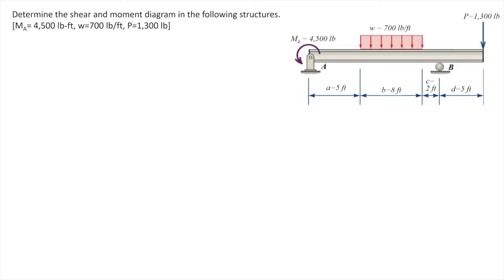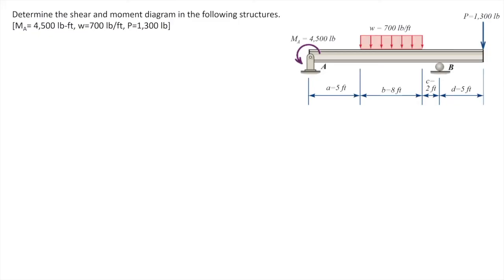The beam is subjected to a concentrated moment of 4,500 pound-feet at A and a distributed load of 700 pound/feet, and also a concentrated force of 1,300 pound is acting at the very right end of this beam. And you want to construct the shear and moment diagrams.